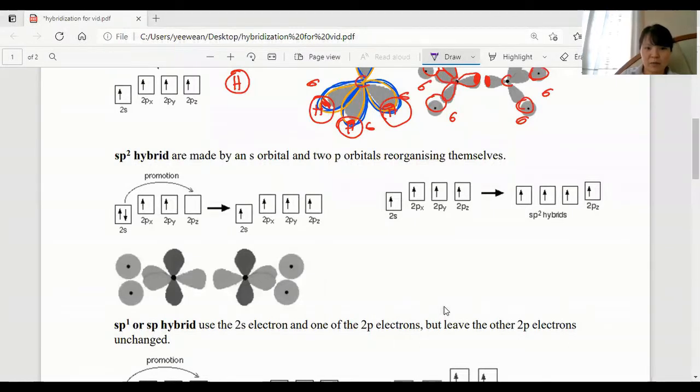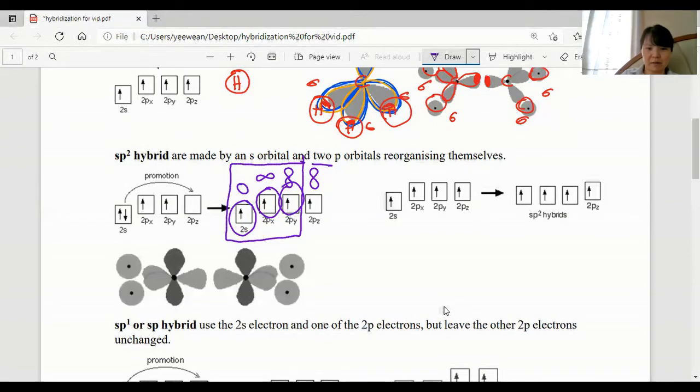Next, sp2 hybrid. The 2 here means that only two of the p orbitals are involved, whereas just now all of the p orbitals were involved in the hybridization. So in this case, one s and two p orbitals join together: the spherical, the dumbbell, and another dumbbell, and there's another dumbbell that doesn't join them. You mix all of these together and divide it back into 3.